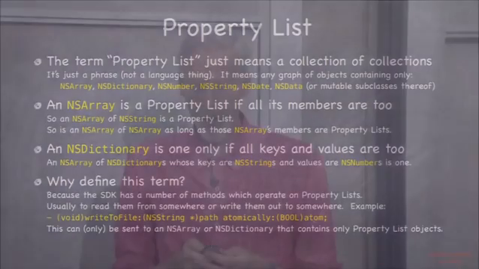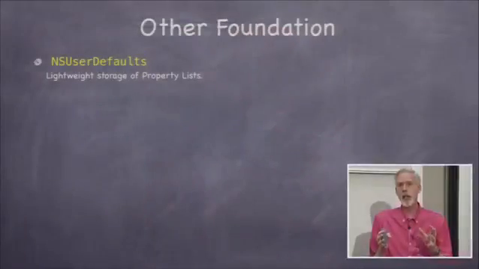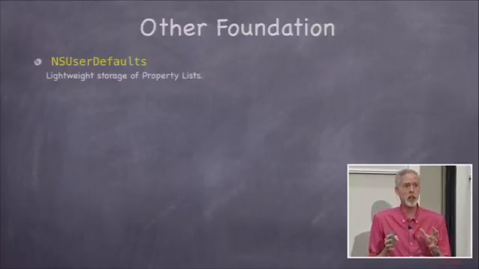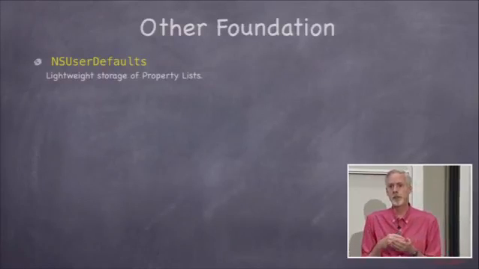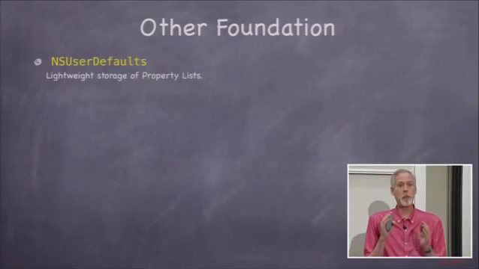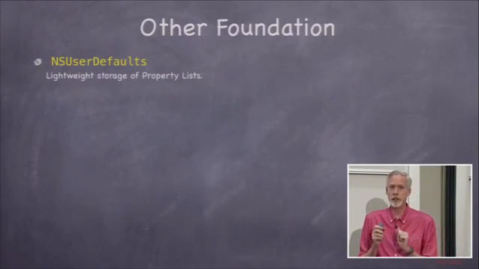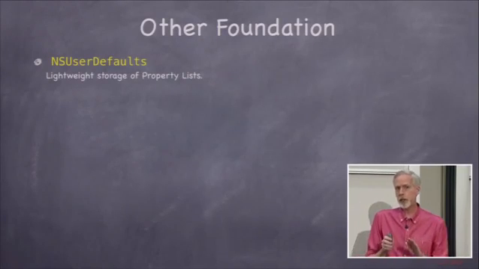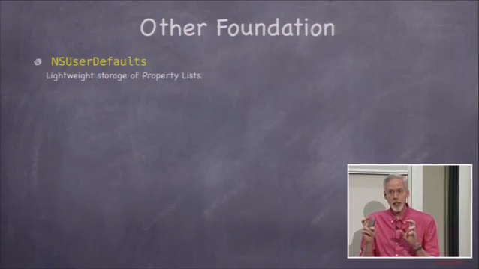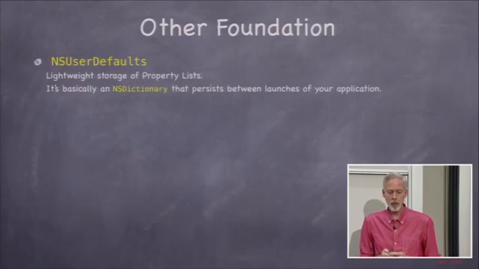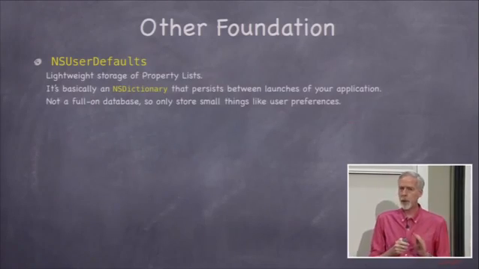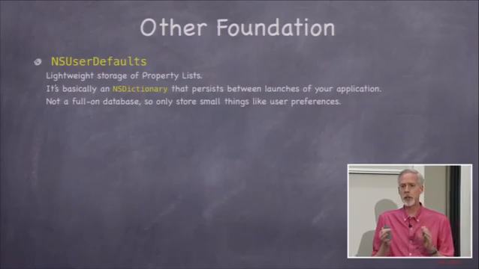Make sense? And in fact, I'm going to show you one class that only operates on property lists, which is NSUserDefaults. So NSUserDefaults is this one shared dictionary, essentially, that persists even across application exiting and launching. So it's like a permanent NS dictionary, kind of. Everything that's stored in an NSUserDefaults database has to be a property list, okay? So it's not a full-on database, though, all right? It's pretty small.